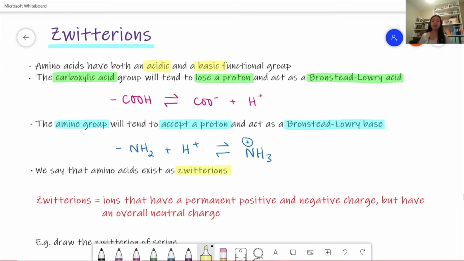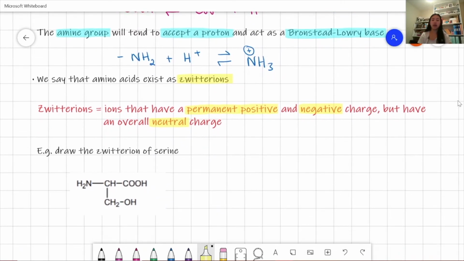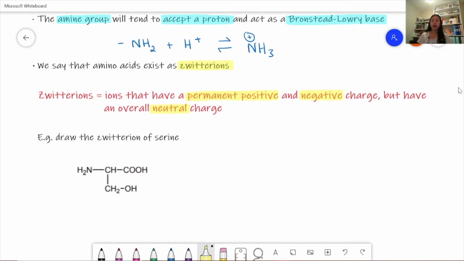The definition of a Zwitterion is an ion that has a permanent positive and negative charge, but overall it'll have a neutral charge. So basically the positive and the negative will cancel out. For example, if we were going to draw the Zwitterion of serine, we have serine here, and you can find this in the data booklet.